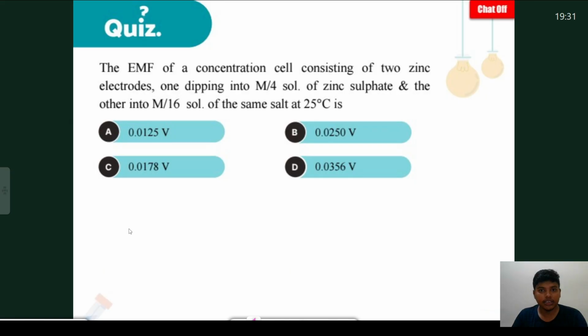Tell the EMF of a concentration cell consisting of two zinc electrodes, one dipping into M/4 solution of zinc sulfate, another one in M/16 solution of the same salt. Now you have to find out the E cell.